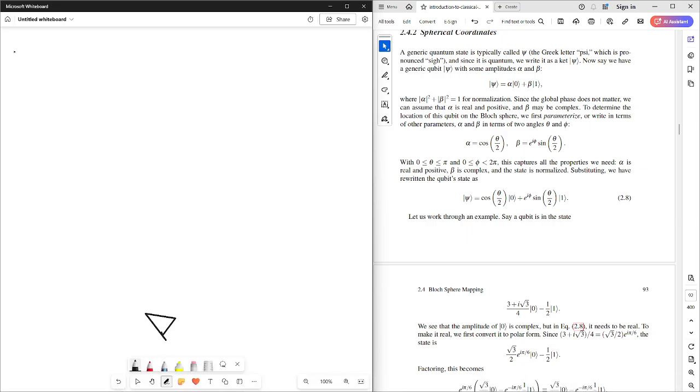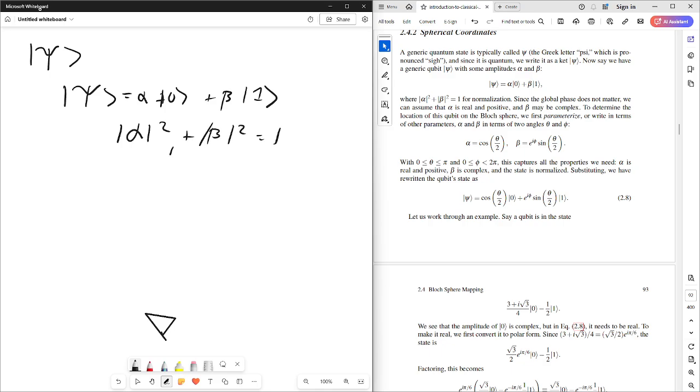Alright, so a generic quantum state is represented with psi. You get to see me butcher some Greek letters now. It's written as this ket. So a generic ket is represented as alpha, this beta, and it's normalized. So the norm squares of alpha and beta are 1.